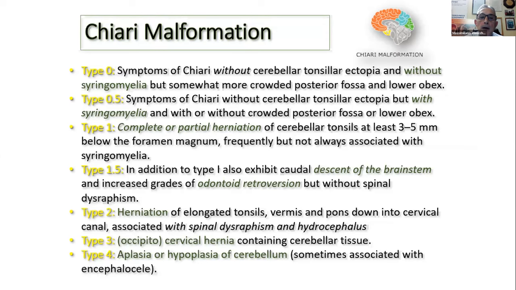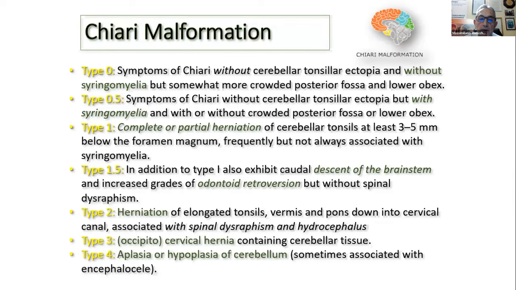tonsillar herniation. Chiari 1 is a complete or partial herniation of cerebellar tonsils of at least 3-5 millimeters, not always associated with syringomyelia. Type 1.5 is the one that we like more as craniovertebral junction neurosurgeons. It is Chiari malformation associated with basilar invagination or odontoid retroversion and the descent of the brainstem. Chiari type 2 is the more complex malformation in childhood, associated 100% with spinal dysraphism and hydrocephalus.